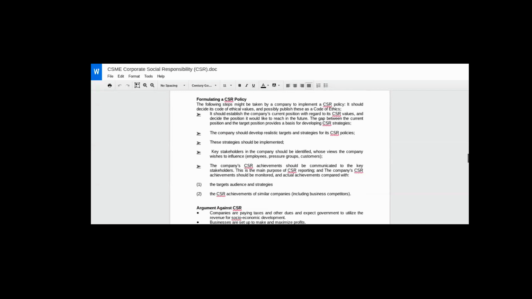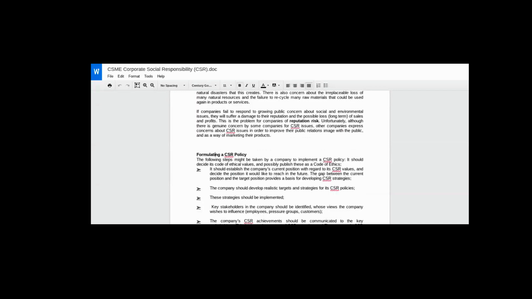So the formulation of CSR here is the same thing as the implementation of CSR. Formulation of CSR, you can recall, I informed you that we have about 5 basic steps in implementation of CSR. The first one is that we must identify our ethical value and communicate it. We should develop a realistic target for our CSR.